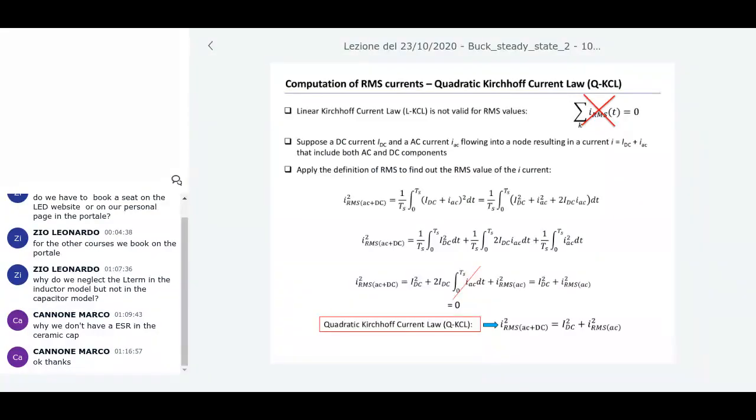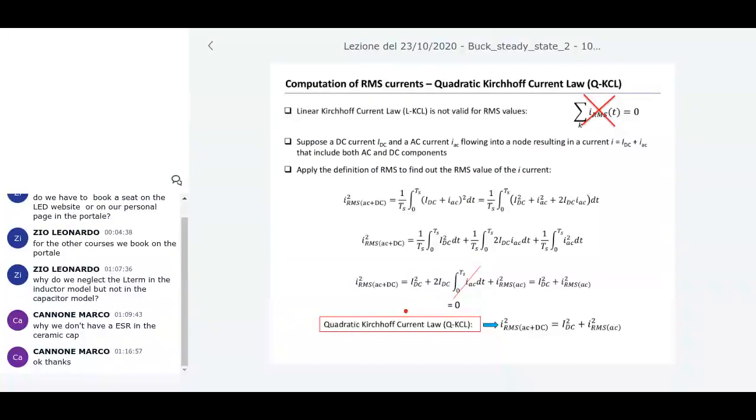Next time, which is Tuesday, 8:30, we can compute the root mean square value of the input capacitor current, which is the other component we need the root mean square value to be computed for, and get some concluding remarks about the diode and the MOSFET, and then we can pass to the DCM.